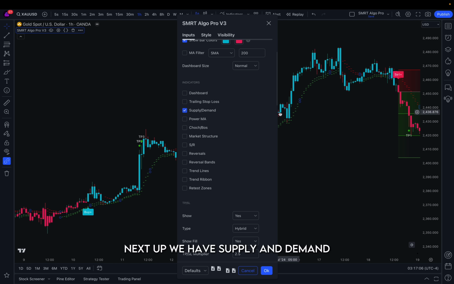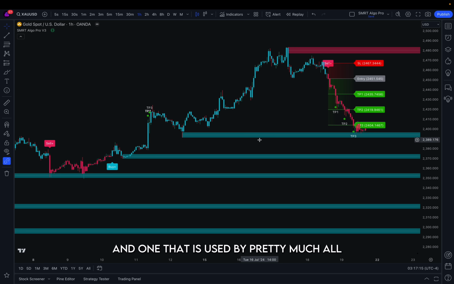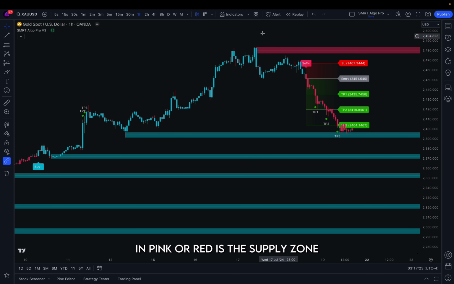Next up, we have supply and demand, a very essential feature of our indicator, and one that is used by pretty much almost all of our traders. What you see on top here in pink or red is the supply zone, and what you see here as blue are the demand zones.